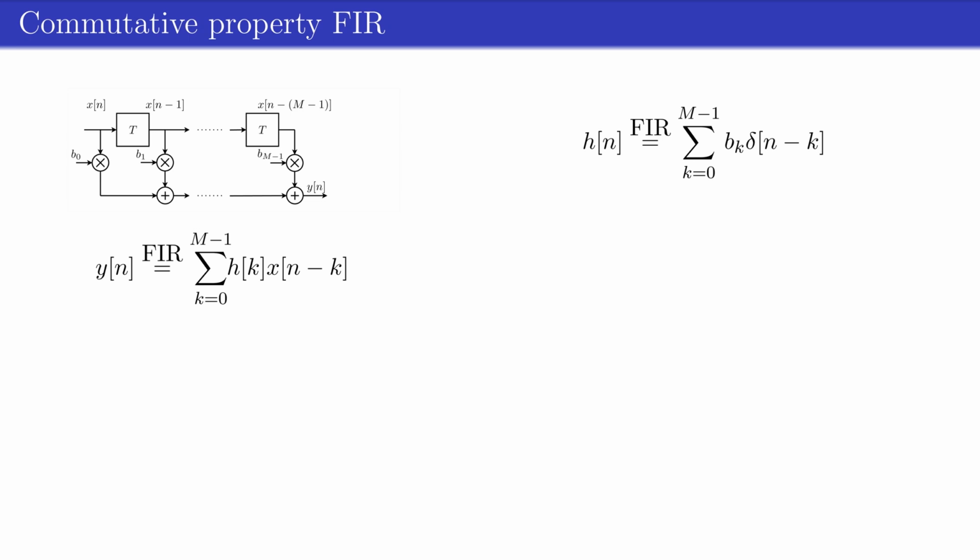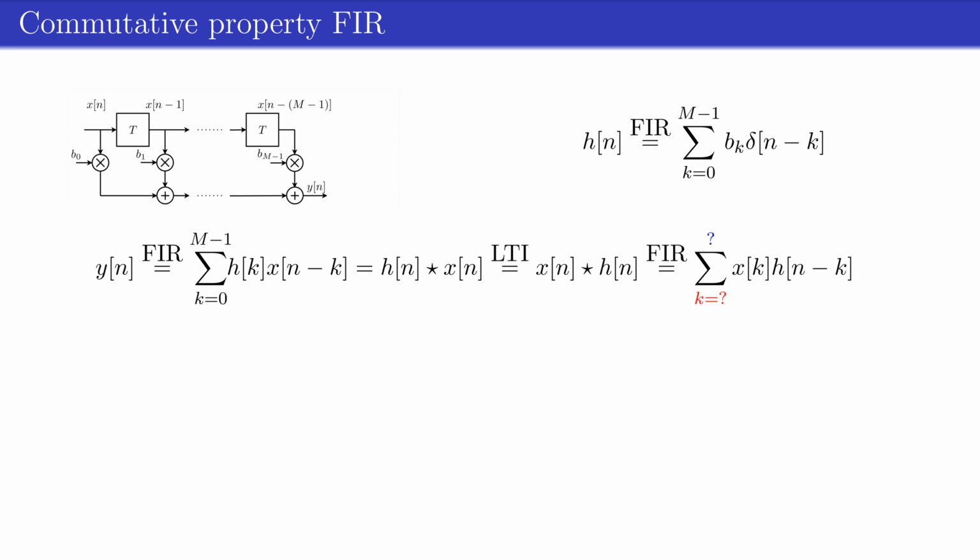So we can replace the weights b_k in the difference equation by the impulse response values h[k]. This expression represents the convolution sum, which can be described by the convolution operator of the impulse response h[n] with the input signal samples x[n]. Because of the commutative property of an LTI system, we can turn around x and h, which leads to an alternative second way to describe the convolution sum of an FIR filter.